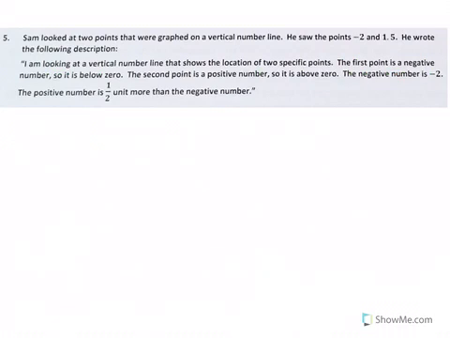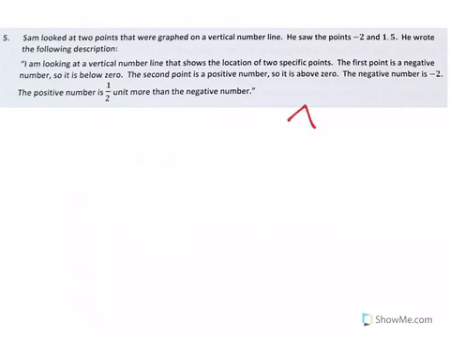Last example we'll look at here. Sam looked at 2 points that were graphed on a vertical number line. He saw the points -2 and 1.5. He wrote the following description. I'm looking at a vertical number line that shows the location of 2 specific points. The first point is a negative number, so it is below 0. The second point is a positive number, so it is above 0. The negative number is -2. The positive number is 1/2 unit more than the negative number.